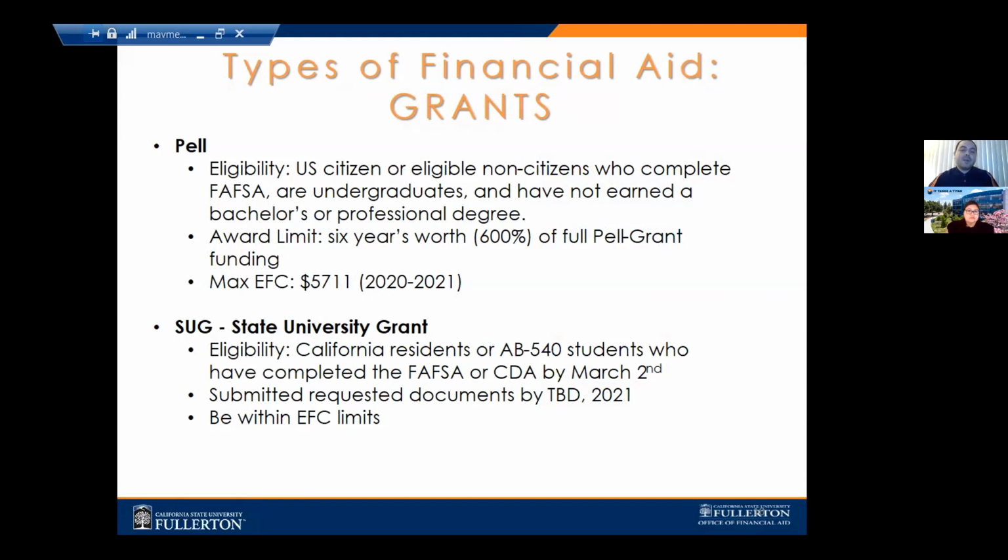So that is a federal type of grant. Then we also have a State University grant. This is a grant that's funded by the state of California that is meant for California residents or AB 540 students, and that is dependent, again, on priority, on students who submit their application by the priority deadlines and submit their documents by the priority deadlines. And this is a grant that goes towards paying your tuition. And the Pell Grant is a type of grant that goes towards your overall cost of attendance. So it's not specific to your tuition or any type of specific fees.